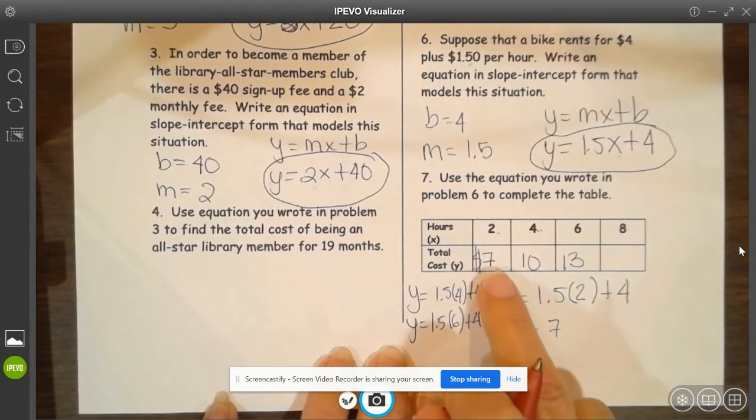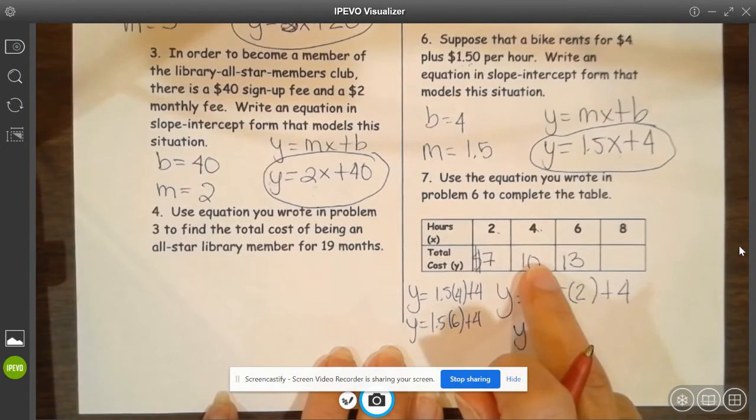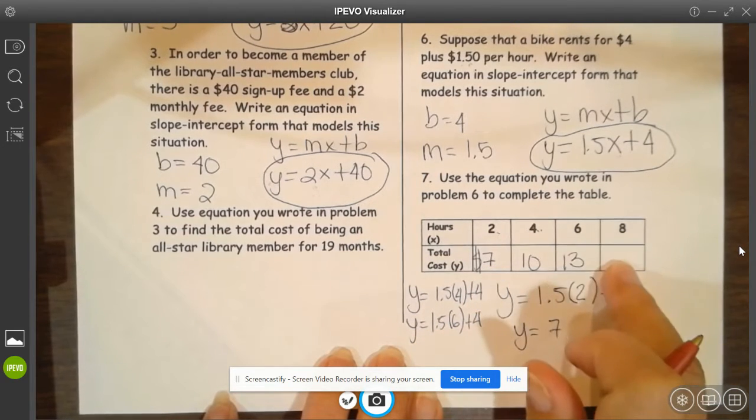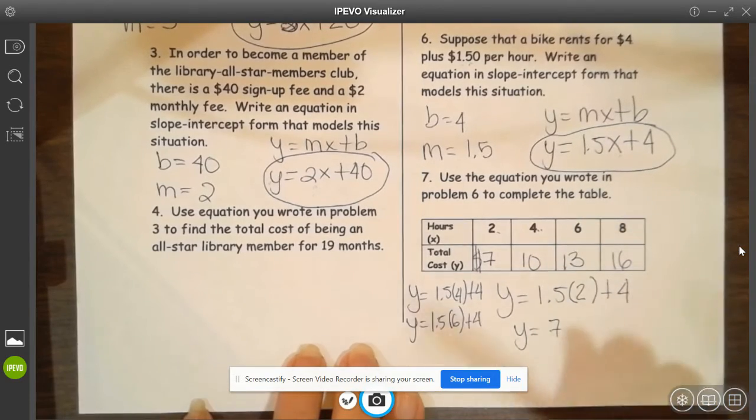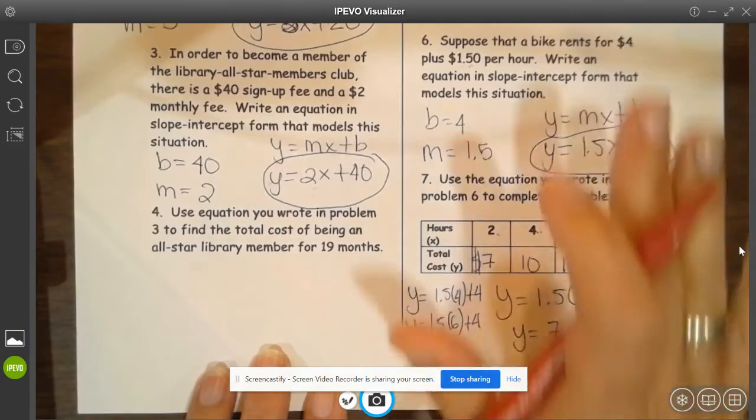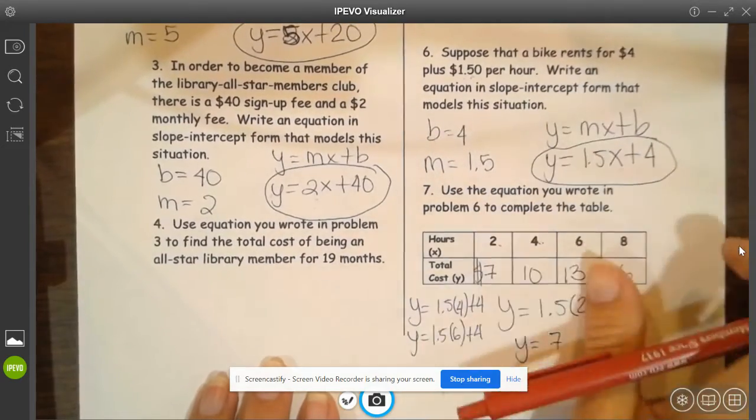And then guess what? There's a pattern here. 7 plus 3 is 10, plus 3 is 13. Guess what the other one will be? Well, it will be 16. That will be true. All right, so that completes this portion of the work.